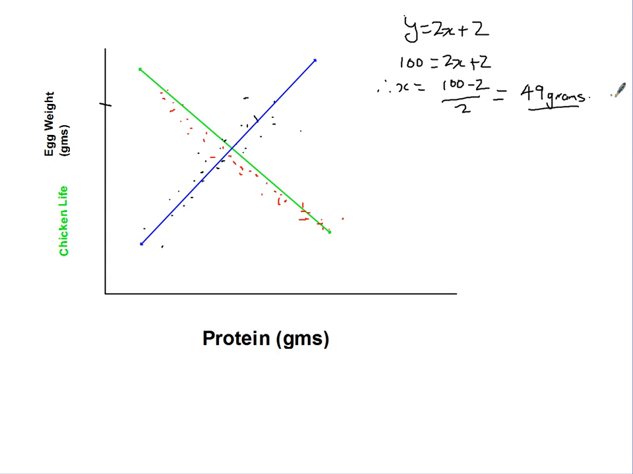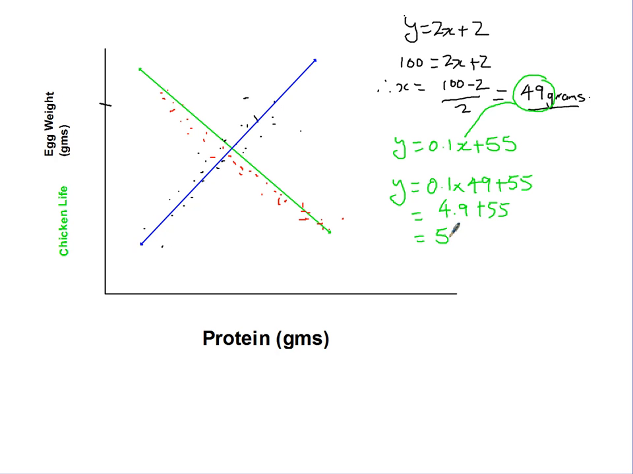Now, we want to work out what that does for the lifespan of the chicken. So your partner will have a formula for that line, and they might have something like y equals 0.1x plus 55 or something. I just made these up, okay? So now we take this value here, which is the grams that we got for the egg that we want, put it into here. And you'll end up with 59.9 days.